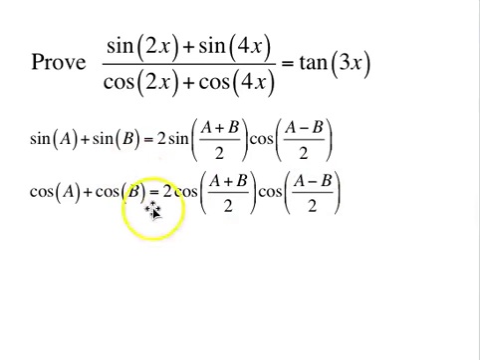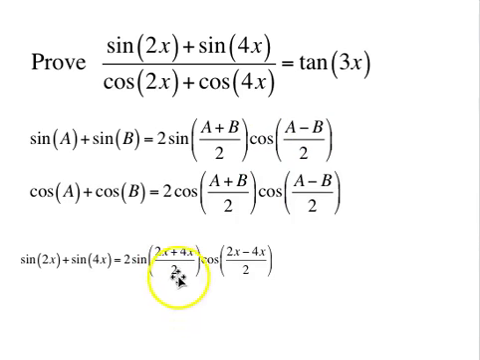Why do we know those are the identities we need? We'll notice sine 2x plus sine 4x matches this. Cos 2x plus cos 4x matches that. So we're going to have to do our substitution. A is going to be 2x, B is going to be 4x in the first equation. A is 2x, B is 4x in the second. Easy for us to keep in mind. So sine 2x plus sine 4x will be 2 sine 2x plus 4x over 2, cos 2x minus 4x over 2.